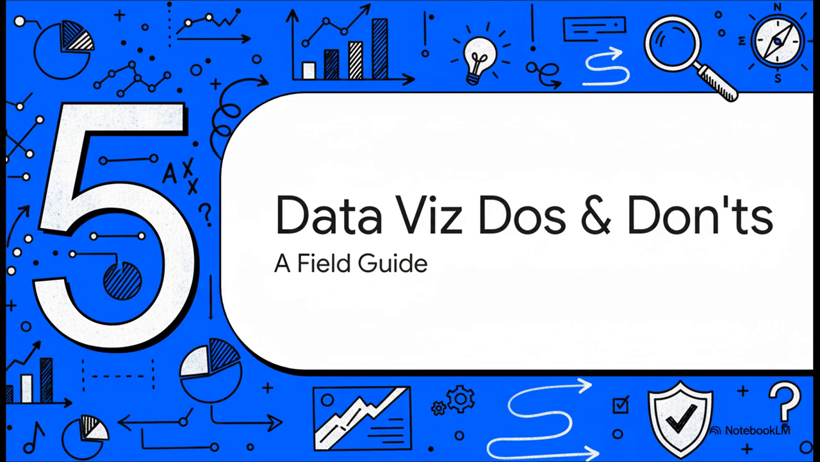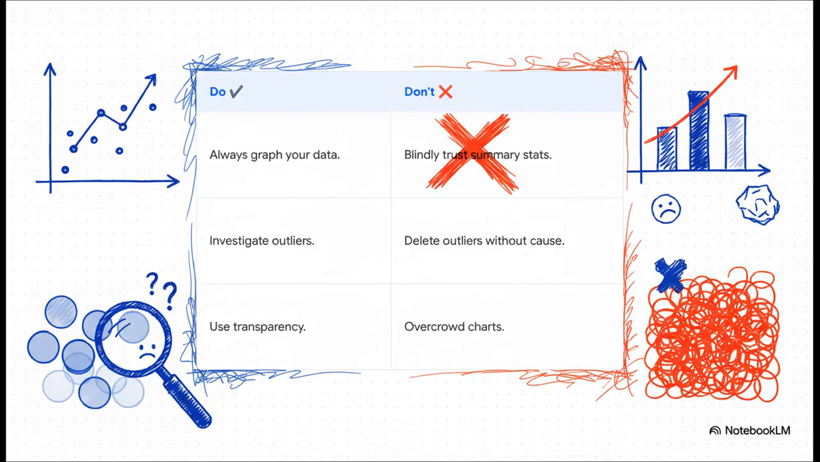Okay, so to make sure we don't fall into these traps ourselves, it helps to have a simple field guide. Just a few basic do's and don'ts to keep our analysis on the straight and narrow. Here's the cheat sheet. Rule number 1, do always graph your data first, before you do anything else, which means don't just blindly trust those summary stats. Next, do investigate your outliers. Figure out the story behind them. Was it just a typo or something genuinely interesting? Which leads to don't just delete them without a really good reason. And a little pro tip for you, if you've got a ton of data points, do use some transparency so you can see where they overlap. And don't make your charts so crowded that nobody can read them.